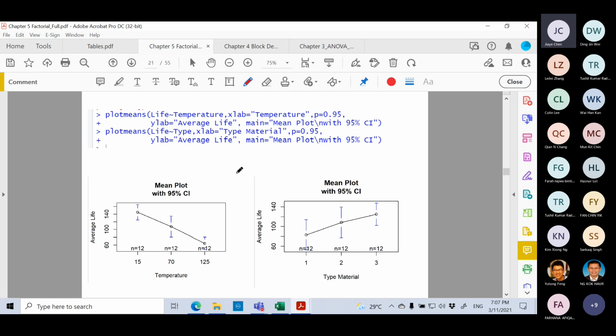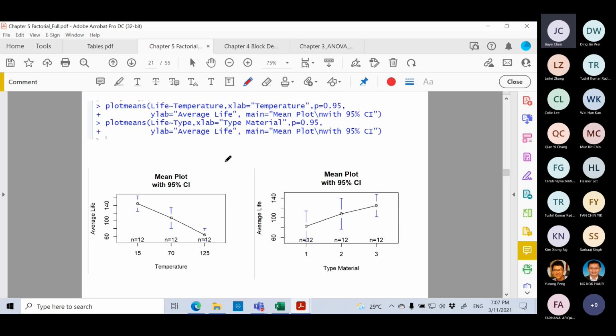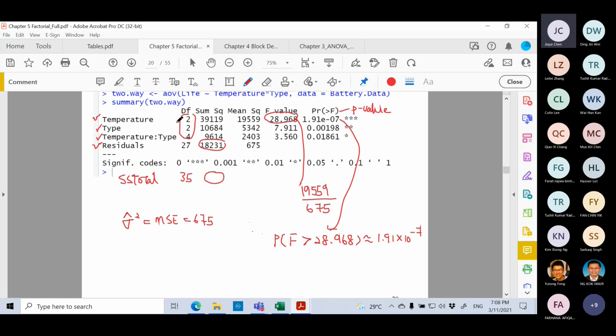Of course, we can plot the mean. I just plotted the mean for you. You can observe that from temperature 15, 70, and 125, the average life will drop. But from here, we only know that they are dropping; we do not know whether there is a significant difference between 15 and 70, or 70 and 125, or 15 and 125. But based on the analysis, we know that there is a significant difference overall, but we do not know which specific pair has a significant difference.